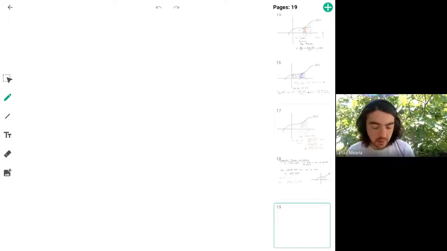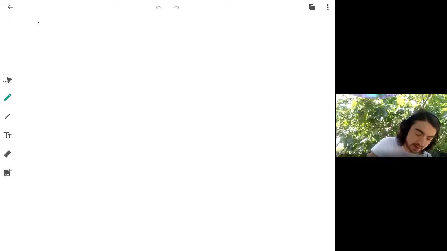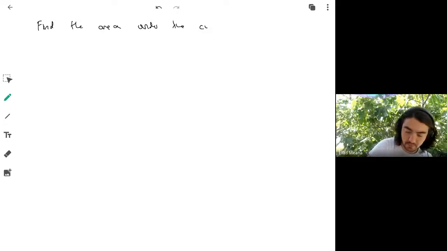All right, so let's take a look. What if we want to find the area? So our problem is going to be: find the area under the graph, or under the curve, given by f of x equals x squared.